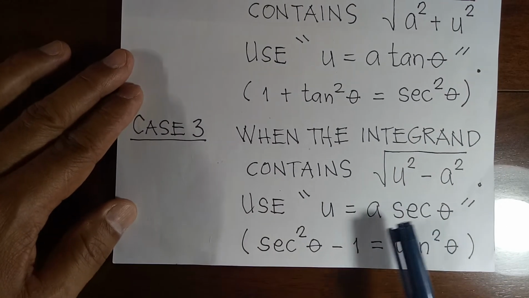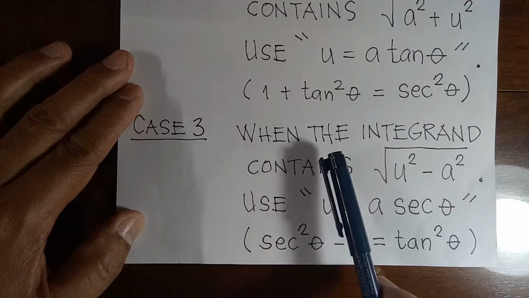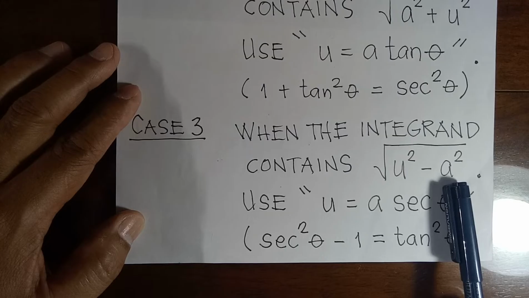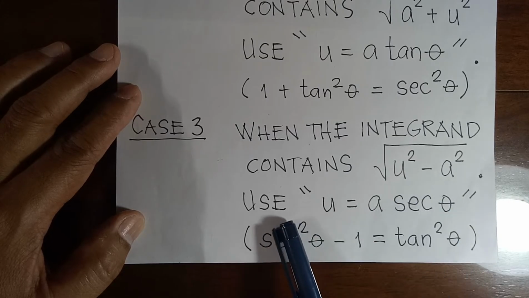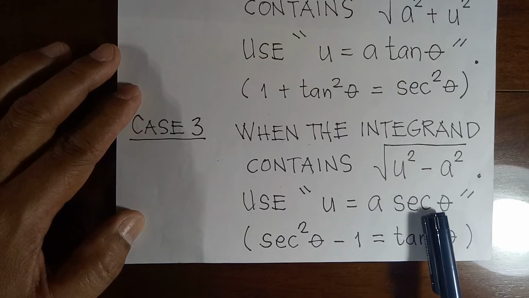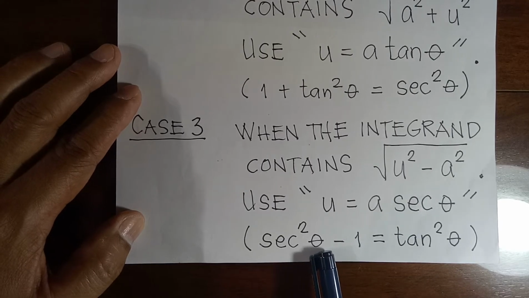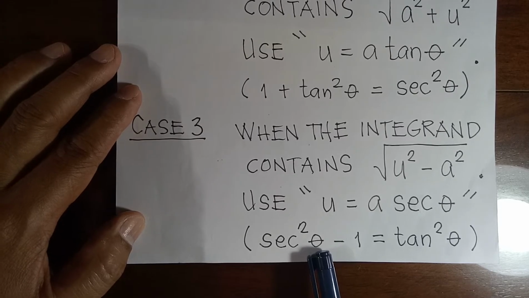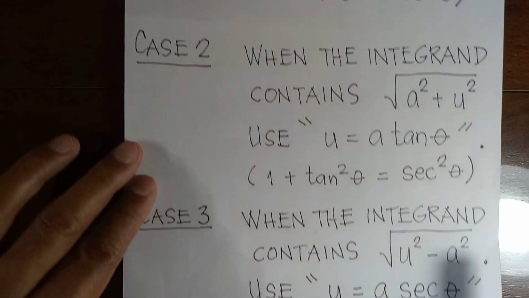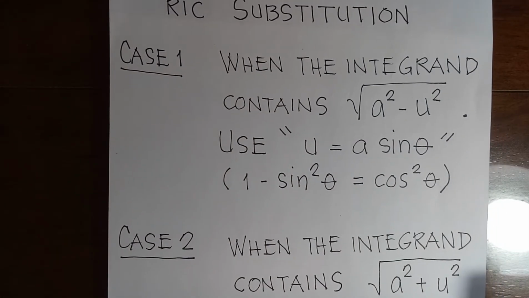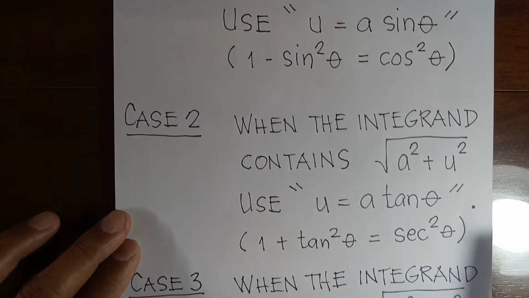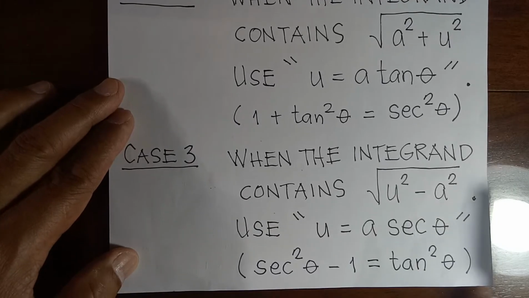At ang panghuling case natin ay when the integrand contains square root of u squared minus a squared. Ang ating substitution na gagamitin, u equals a secant of theta. So, dito sa case nito, gagamit tayo ng identity na secant squared theta minus 1 equals tangent squared. So, case 1, case 2, and case 3.